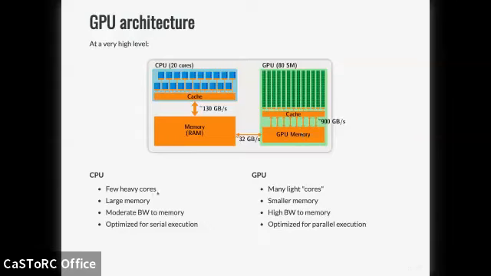Those bullet points are just what I said. CPU cores are optimized for serial execution, whereas the GPU cores, they are more numerous, and they are more optimized for parallel execution and less fully featured than the CPU cores.